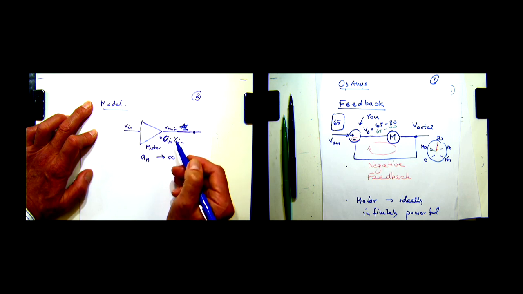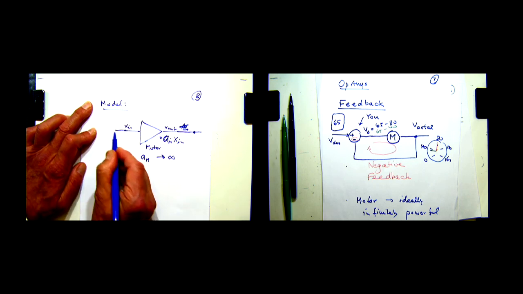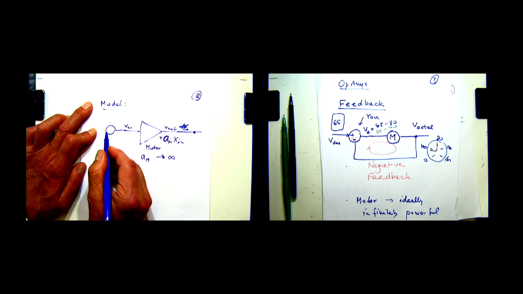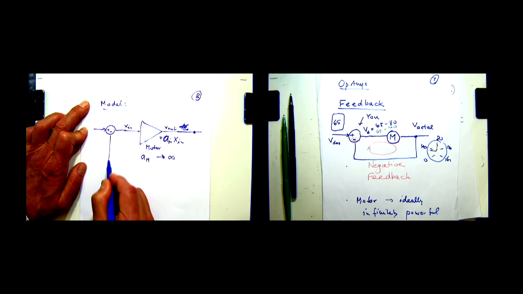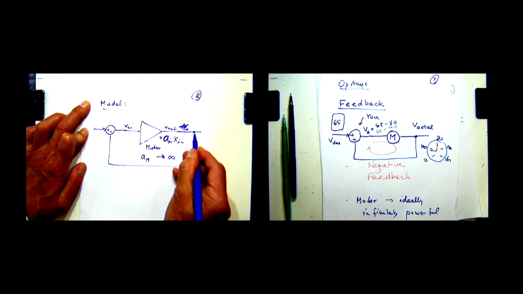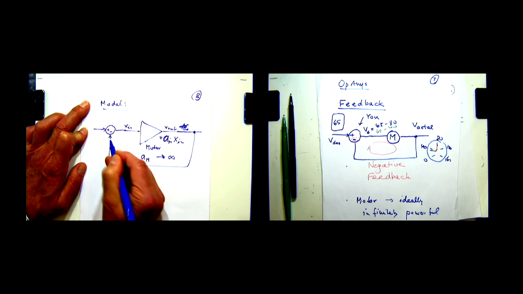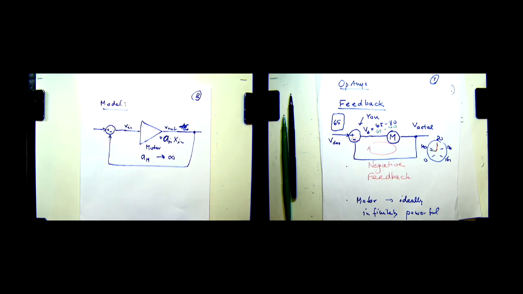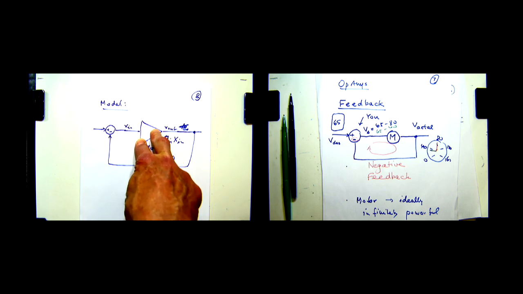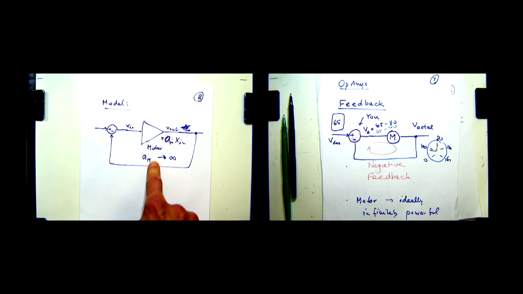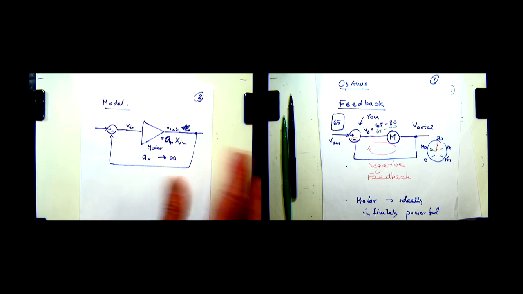I mean, in practice, you probably have to compromise a little bit, but not that much. So this is really the feedback system that we're dealing with. We have a block here, an amplifier called a motor in this particular case, that is infinitely powerful, meaning its gain AM is close to infinity or infinity.